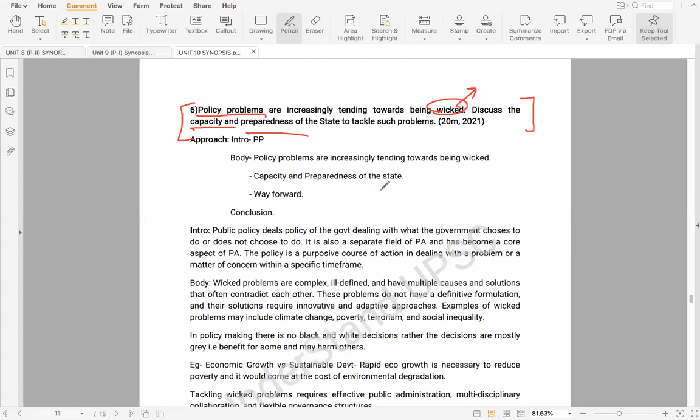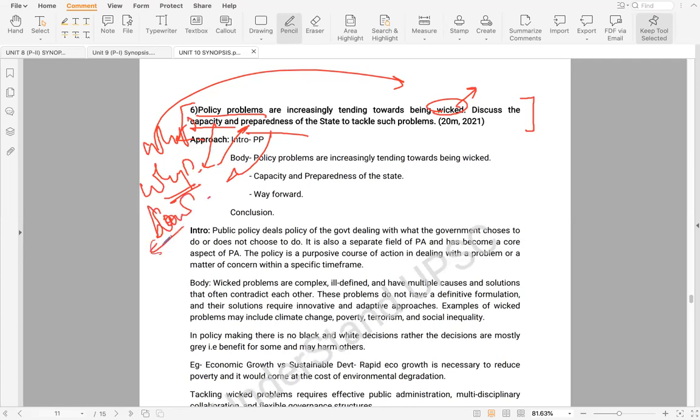We'll say that no, it is not enough capacity and prepared. Why is it not enough capacity and prepared? What are the new challenges, or what is the wickedness? Why is it not prepared? And thirdly, how can we make it prepared? Which is the solutions, right?